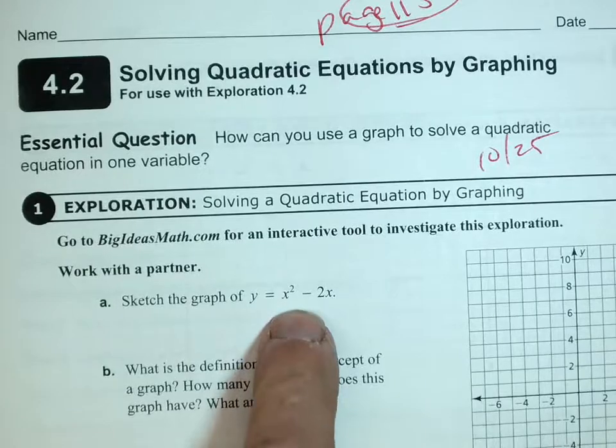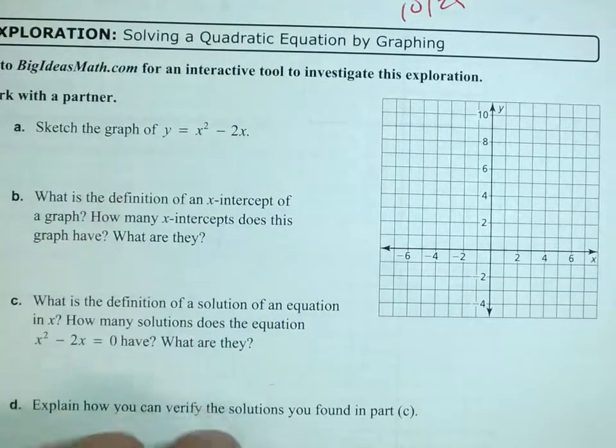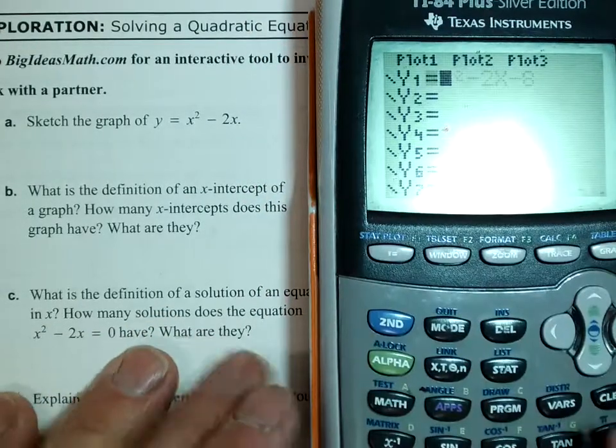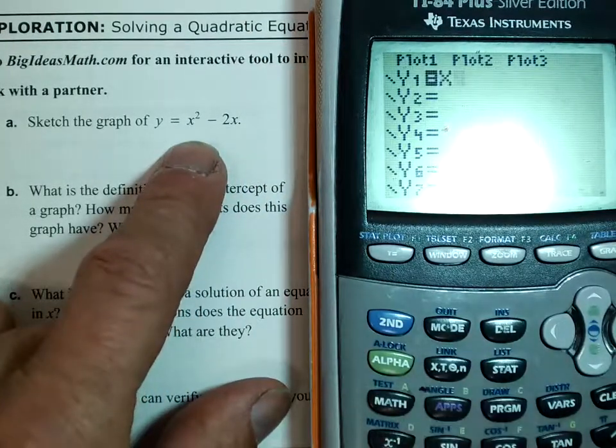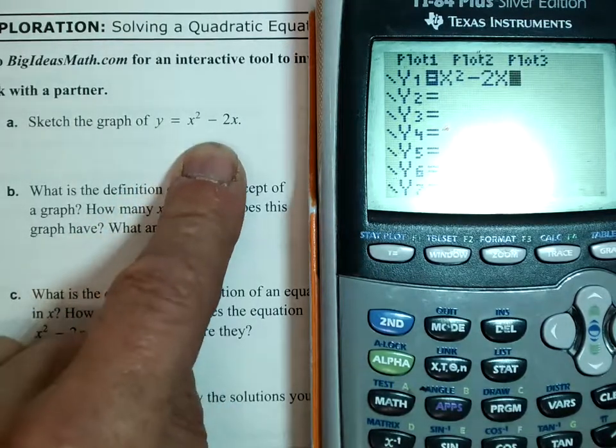Now, a couple of things. First of all, the book wants us to do this by graphing. That's okay. I can do this by graphing. So if I take out my graphing calculator and I go y equals x squared subtract 2x, I can do this by graphing. I can use my calculator.